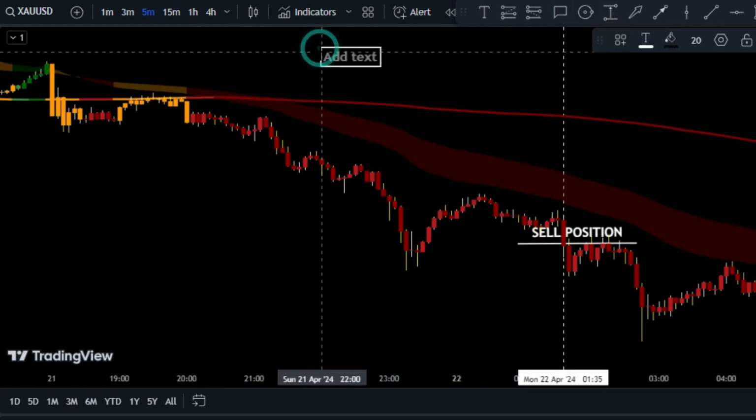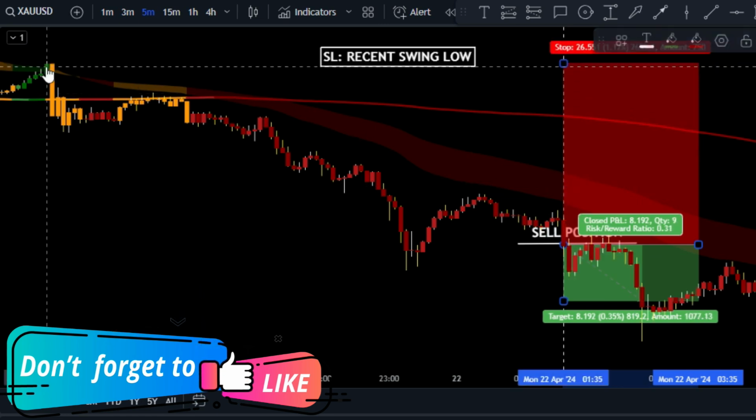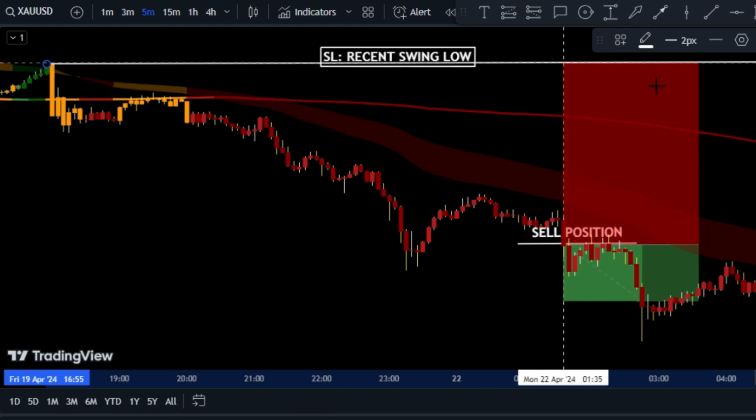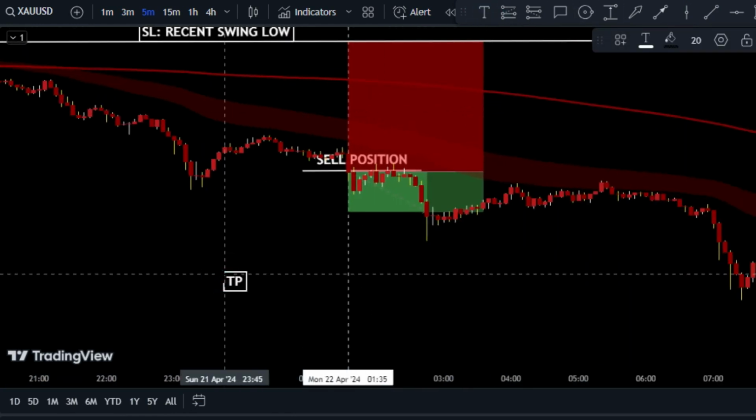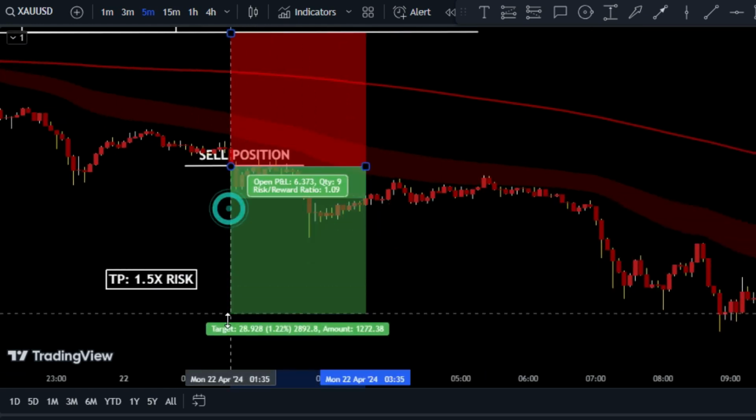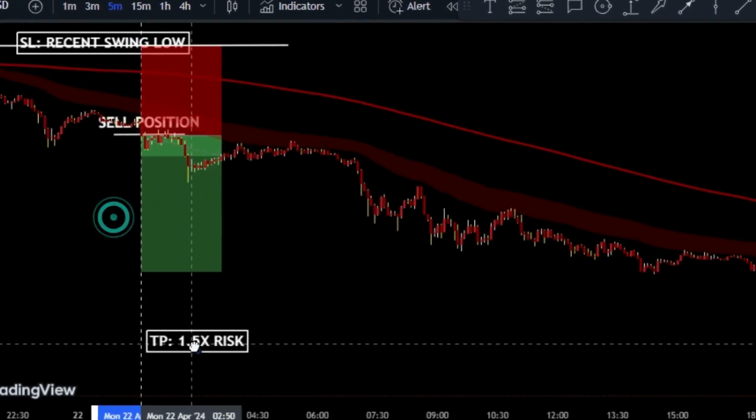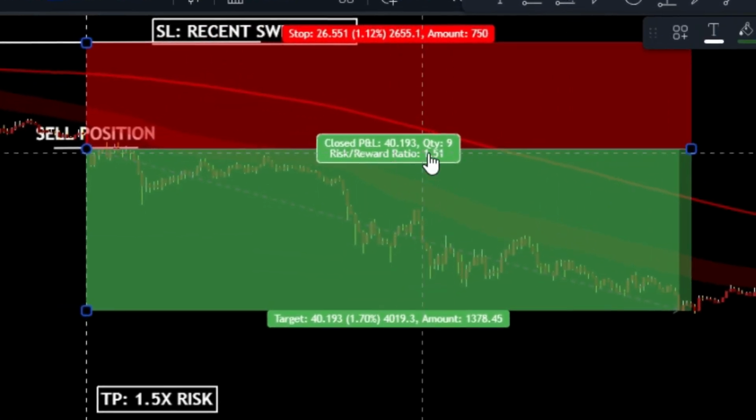Of course, risk management is key for sell trades too. Set your stop loss just above the market's recent swing high to protect yourself against potential losses. And to optimize your profits from sell trades, use the same rule of thumb as buy trades. Aim for a take profit target that's 1.5 times the distance between the entry price and the stop loss level.